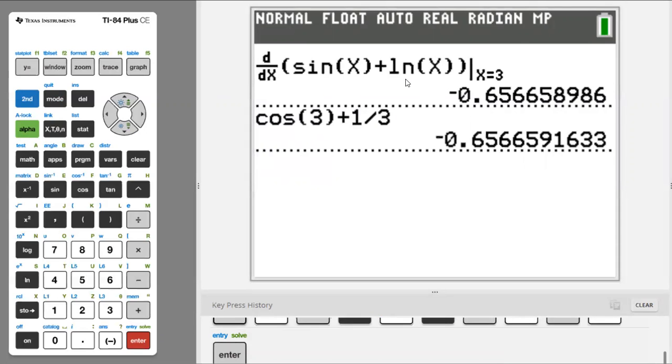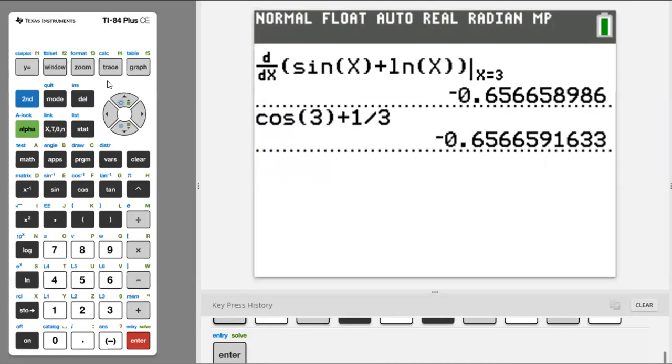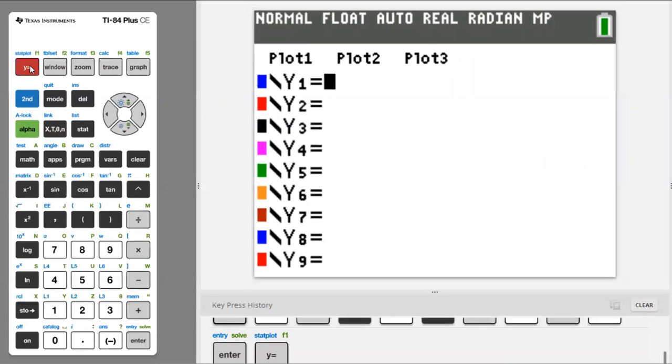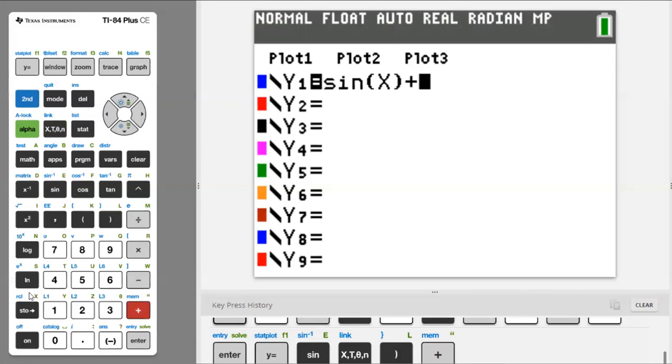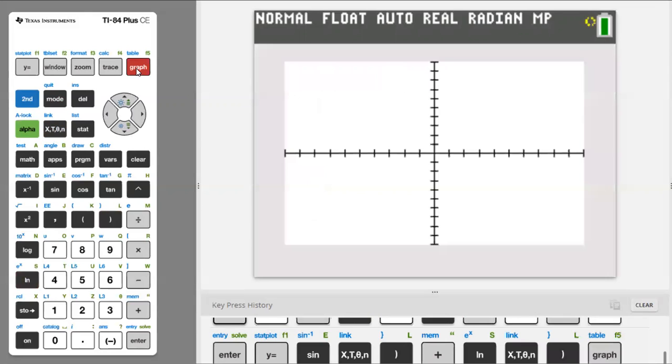So that's one way to do that. You can use the template, or let's go ahead and graph this and see what the calculator will do. So I'm going to graph the sine of x, parentheses, plus the ln of x. Let's look at the graph of this. My graph screen. It's kind of a neat little graph.